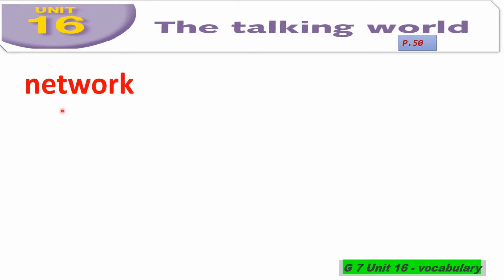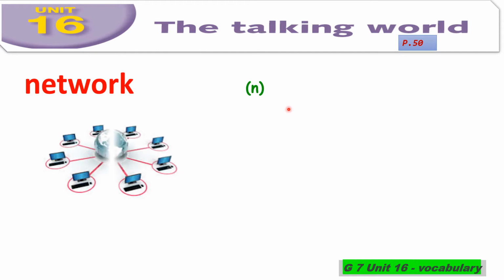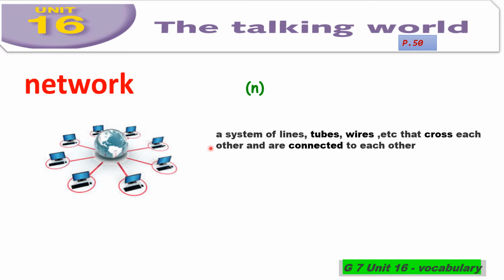The next word is network. Network is a noun. Look at this picture. This is a big network. Network means a system of lines, tubes, wires, etc. that cross each other and are connected to each other. You're listening to the BBC network.